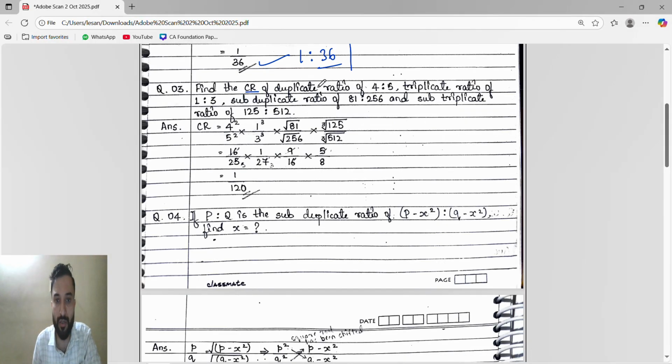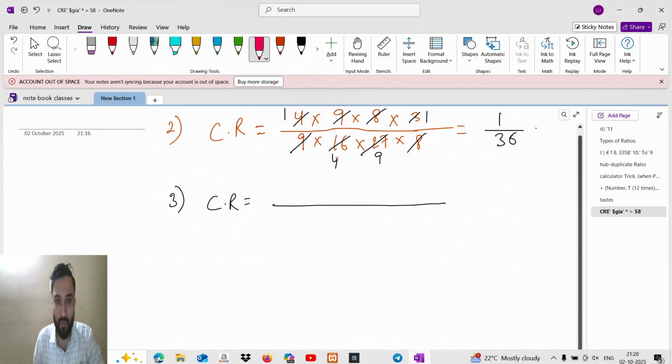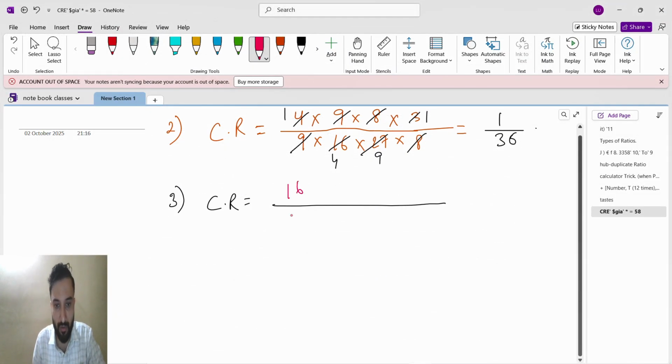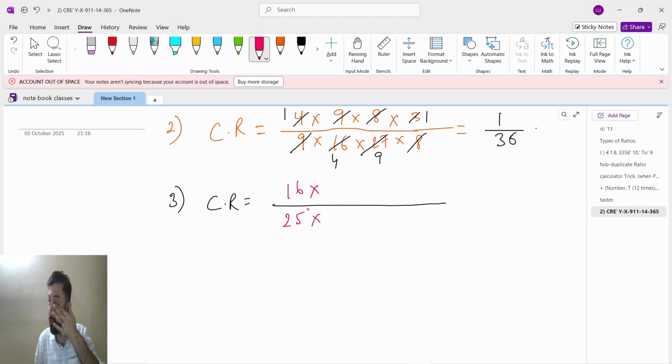Find the compound ratio of the duplicate ratio of 4:5. Guys, duplicate ratio means we have to take the square of the ratio. The 4/5 means 4 square over 5 square. 4 square is 16, 5 square is 25. So this is the duplicate ratio of 4:5.